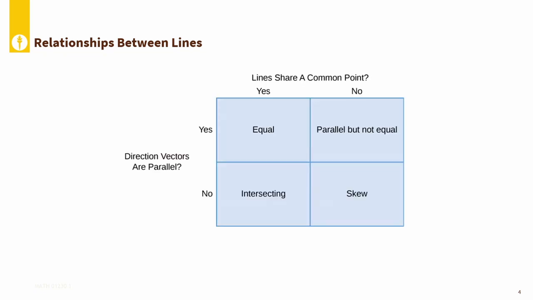In space, we get a fourth possibility. They're what's called skew lines. They're neither parallel nor intersecting. Right, so your lines either equal, parallel, intersect, or none of the above.